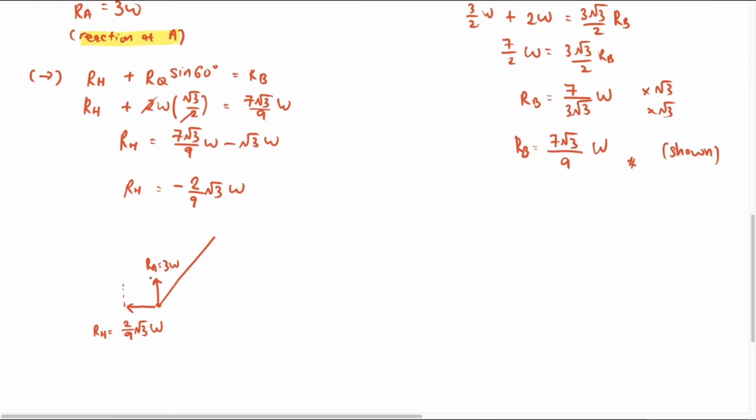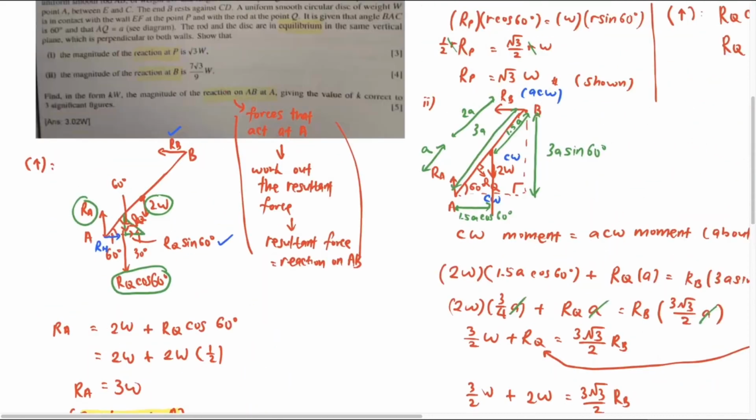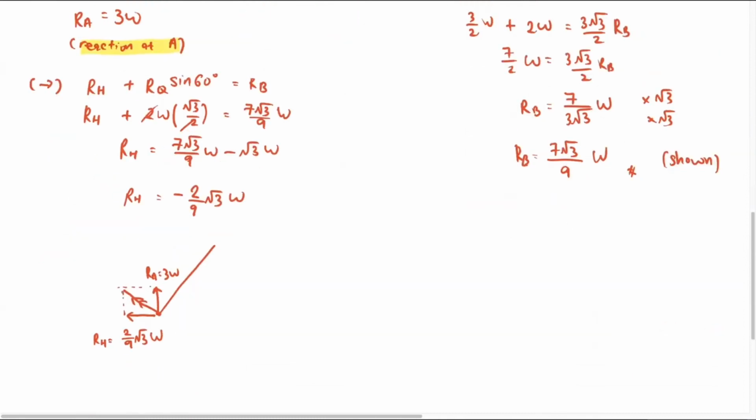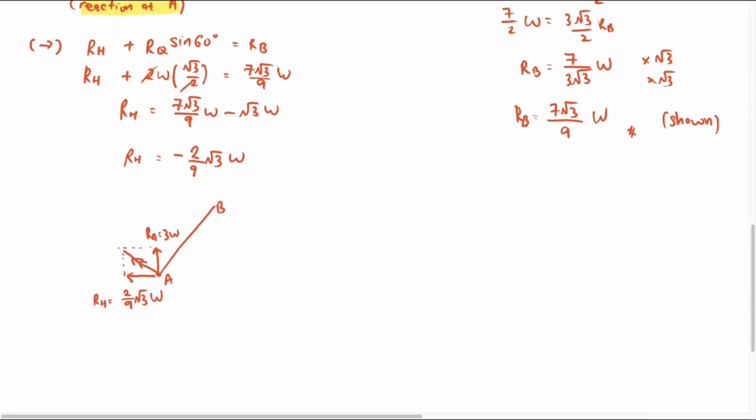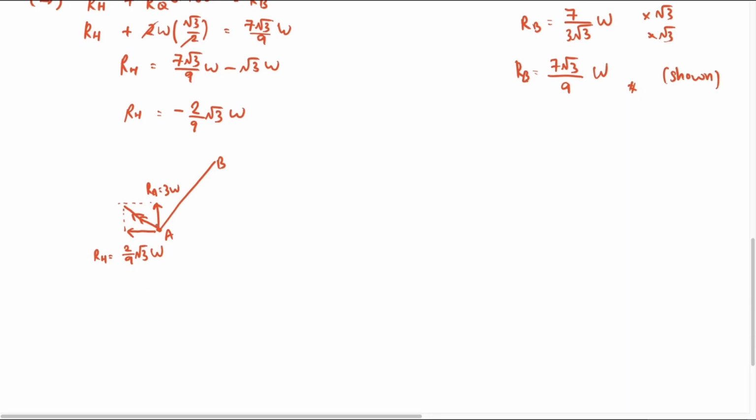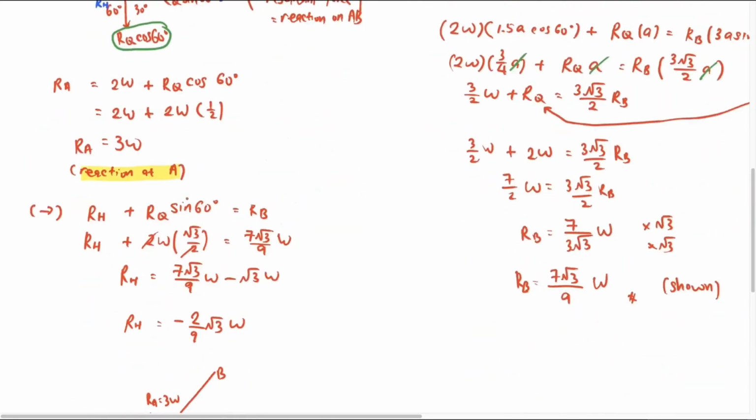Okay, we want to work out the resultant force. The resultant force is the diagonal of this rectangle. So this is the resultant force, the reaction on AB. It acts on this rod AB at point A. We want to find this, and we just need to use Pythagoras theorem. So, the reaction on AB at A.